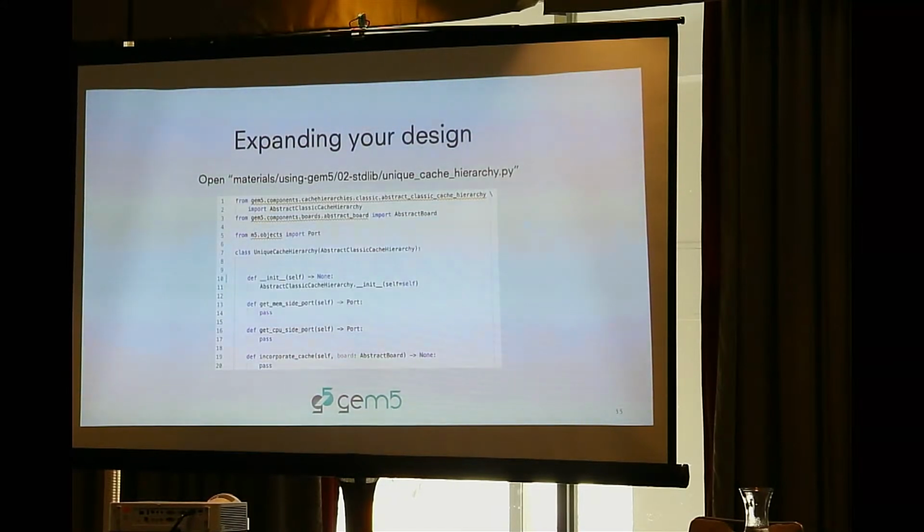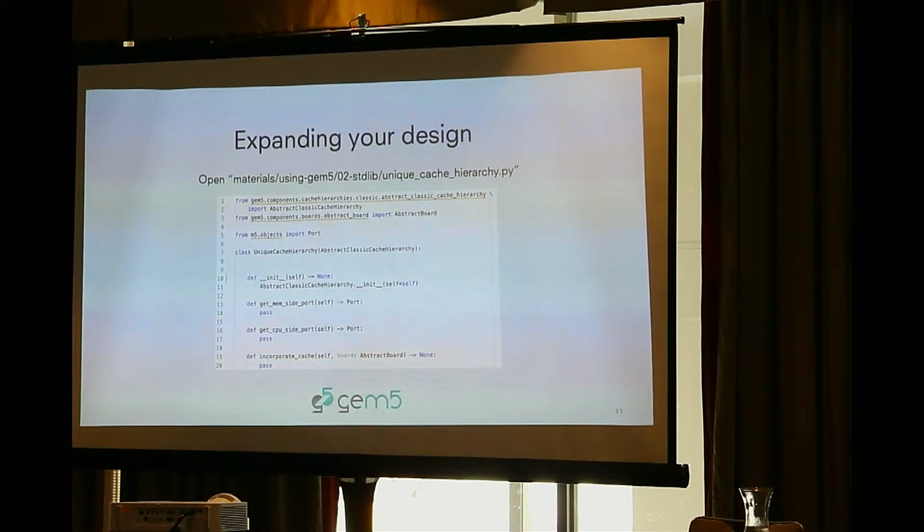So I think I'm really going to go quite fast through this because I was going to have you do a lot of writing, but maybe this is something you can do in your own time. But if you open up materials using gem5 and then 02 stdlib and then this cache hierarchy file here, this is an example of creating your own cache hierarchy in gem5. Your own classic cache hierarchy in gem5.